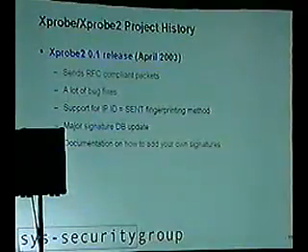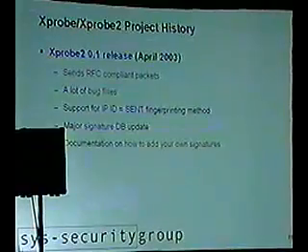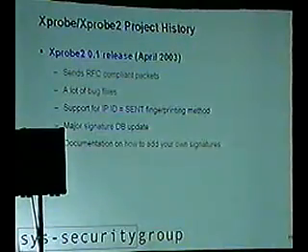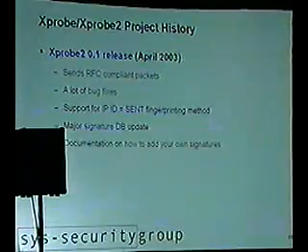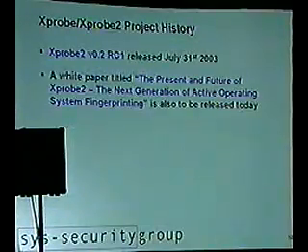The 0.1 release sends RFC-compliant packets. There is no more Xprobe2 in the payload. We went through a lot of bug fixes. We added a lot of signatures, and we also support the IPID equals sent fingerprinting method, which if you want to learn about is outlined on my website. Xprobe2 0.2RC1 was released yesterday, as well as the white paper.